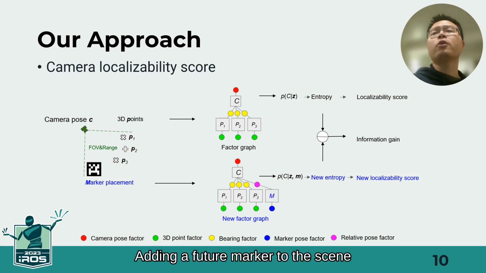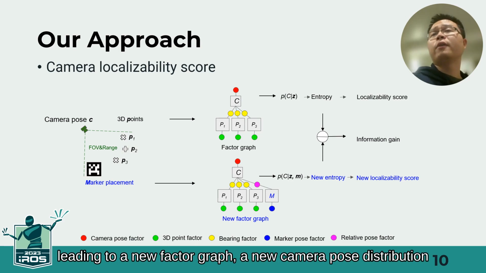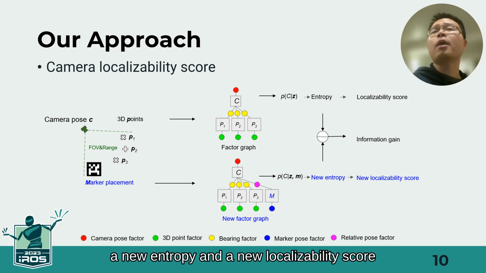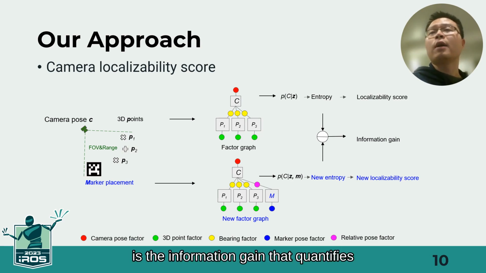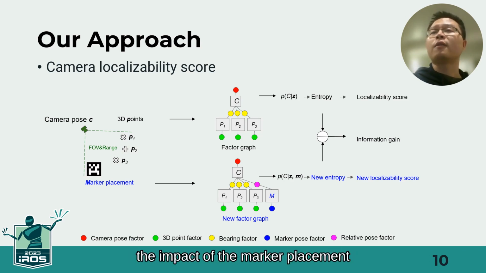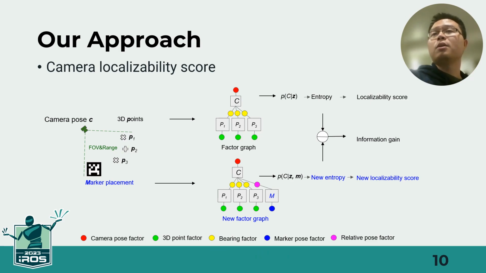Adding a fiducial marker to the scene introduces new measurements, leading to a new factor graph, a new camera pose distribution, a new entropy, and a new localizability score. The difference between the new and old scores is the information gain that quantifies the impact of the marker placement.